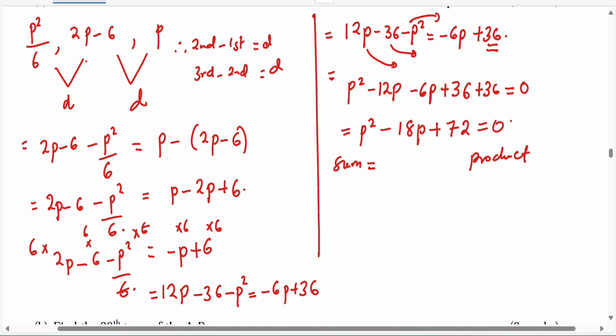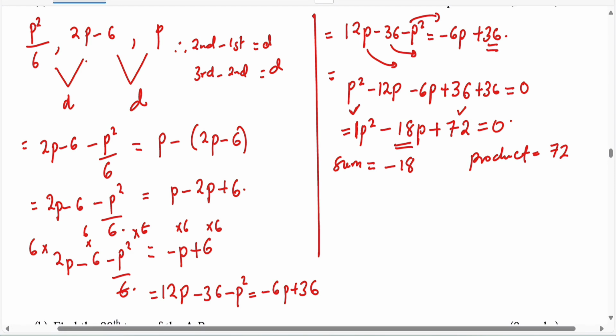Sawa? Sum yako ikiwa coefficient ya p squared ni 1, sum yako ni ile namba ambayo iko katikati. So which is negative 18. Product ikiwa coefficient ya p squared ni 1, product yako itakuwa the last digit, which is 72. So, or you can do like 1 times 72, bado itakupa 72 as your product. So your product is the first coefficient times the last coefficient, which is 72.